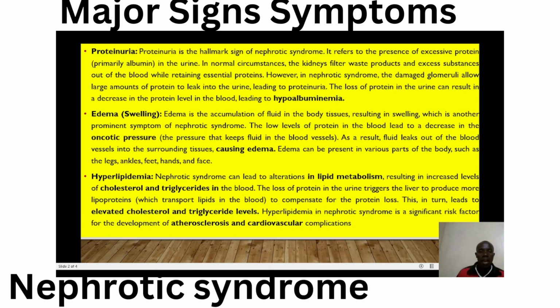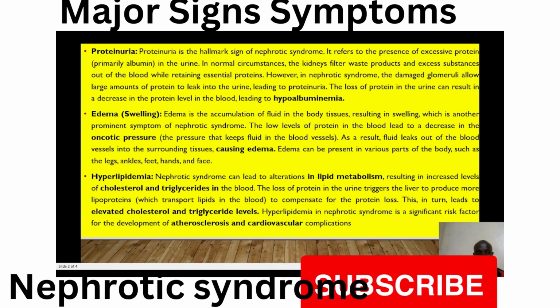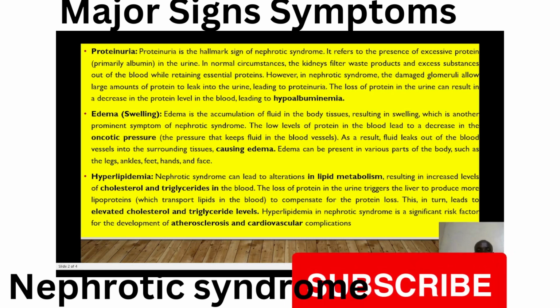Okay, so how does proteinuria result, and what about the signs and symptoms? We are saying that the hallmark sign of nephrotic syndrome is proteinuria, and this refers to the presence of excessive protein, primarily albumin, in the urine.